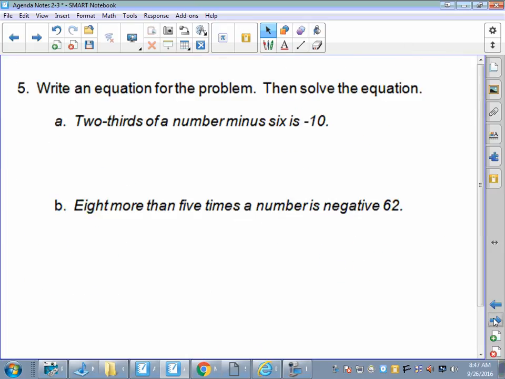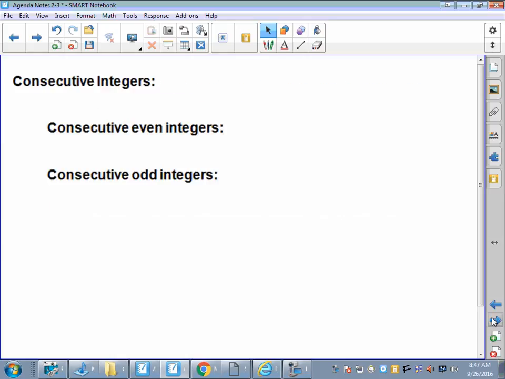And then we go to these word problems. I think we're going to be okay with these. I don't know if we need to do a bunch of examples, because section 2.1 was all about writing the equation. Now we're just going to solve them once we've written them. So I'm going to skip over those two because I do want to talk about consecutive integers.